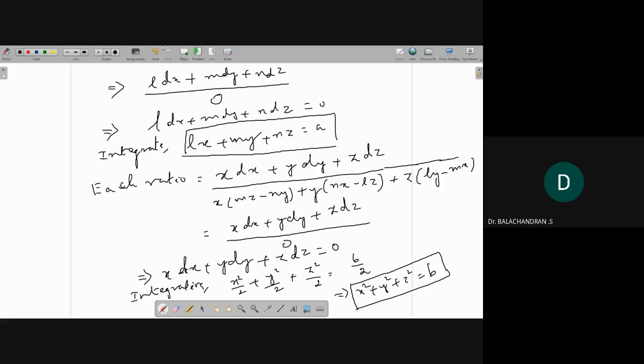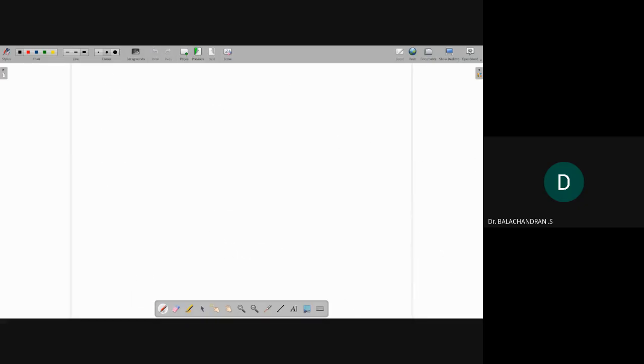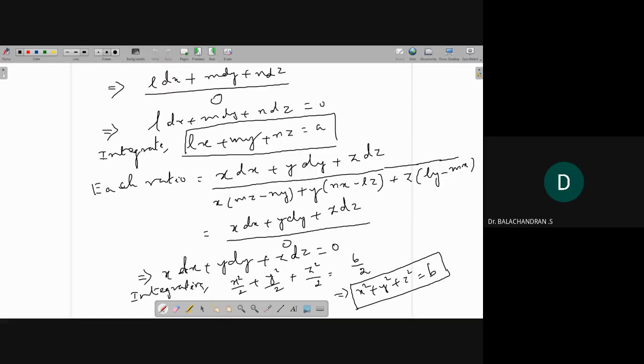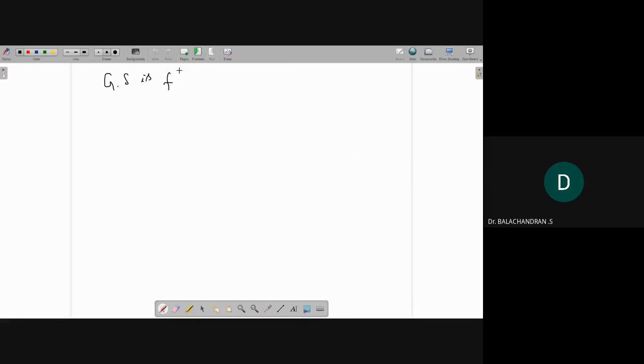The general solution is f of the first solution, Lx plus my plus nz, and x square plus y square plus z square, is equal to 0.